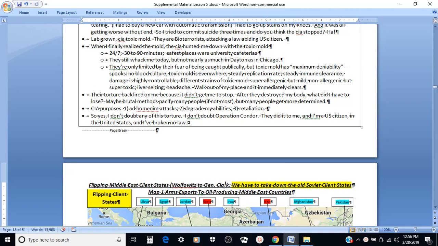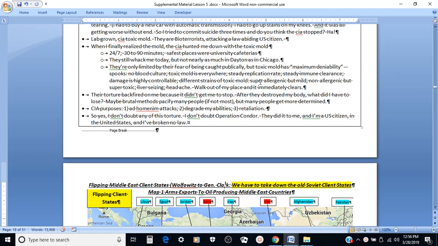Now, it only damages you if you're constantly exposed to it, right? And they can control the amount of damage by controlling the duration and the amount you're being exposed to, right? And so they have very fine control of the amount of damage they can cause your body.